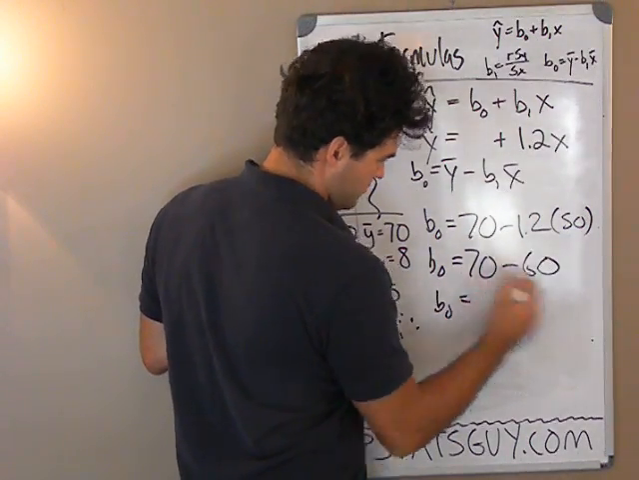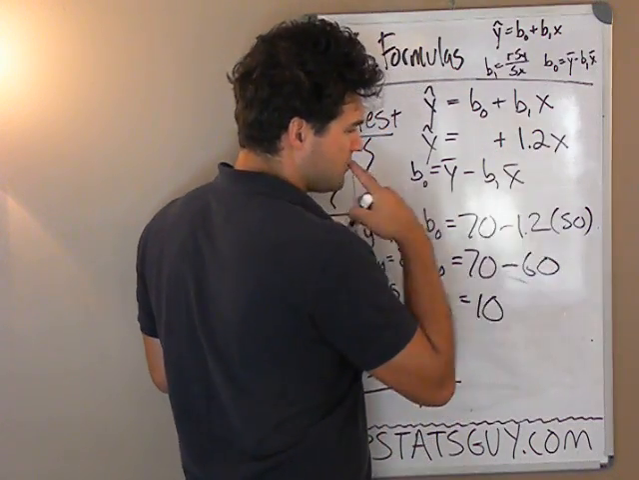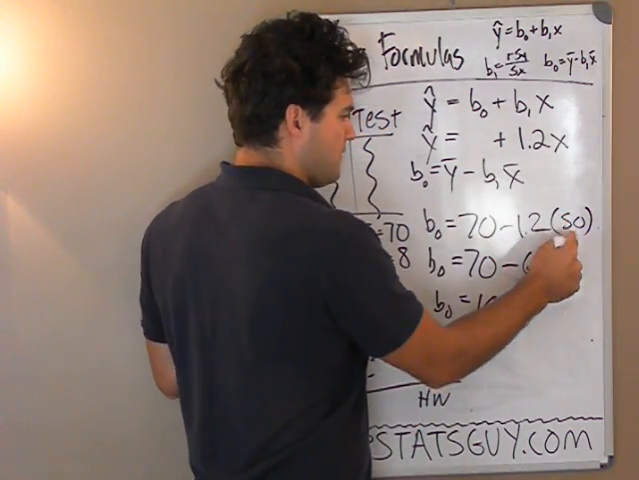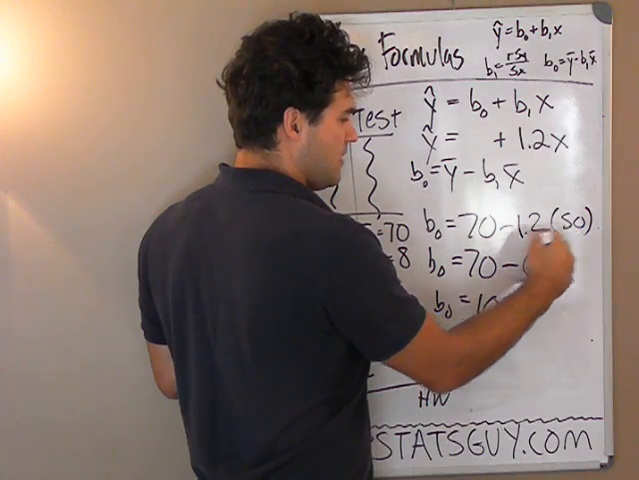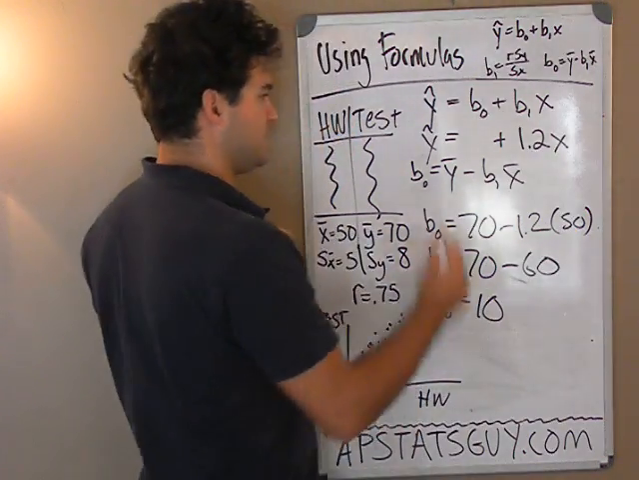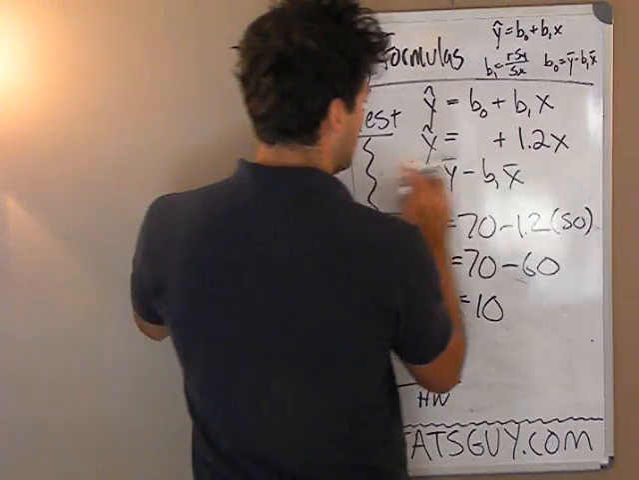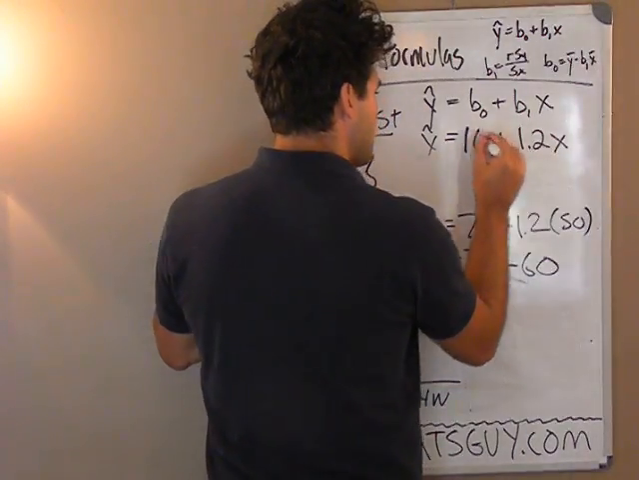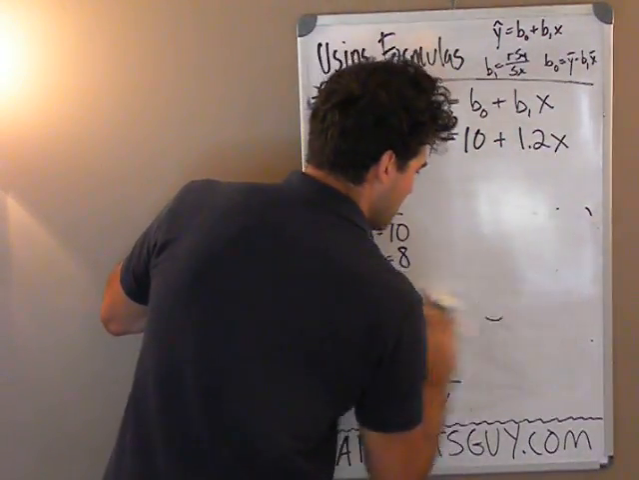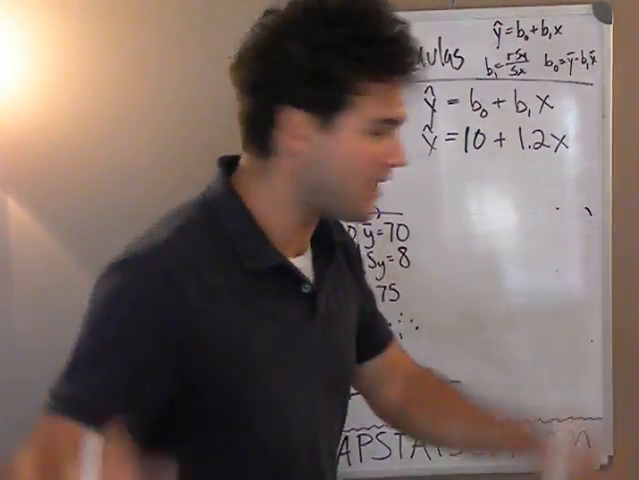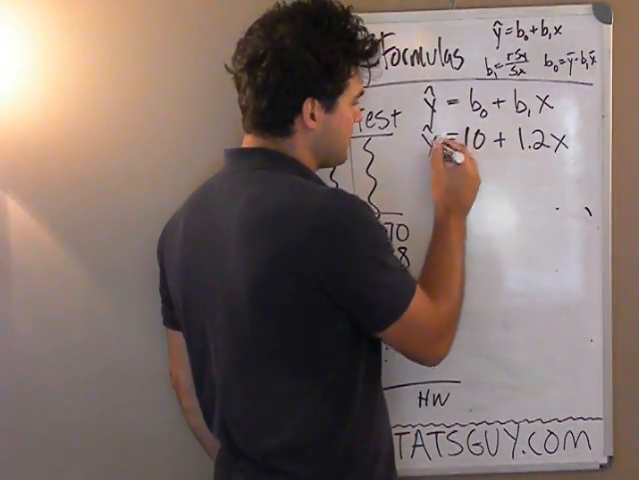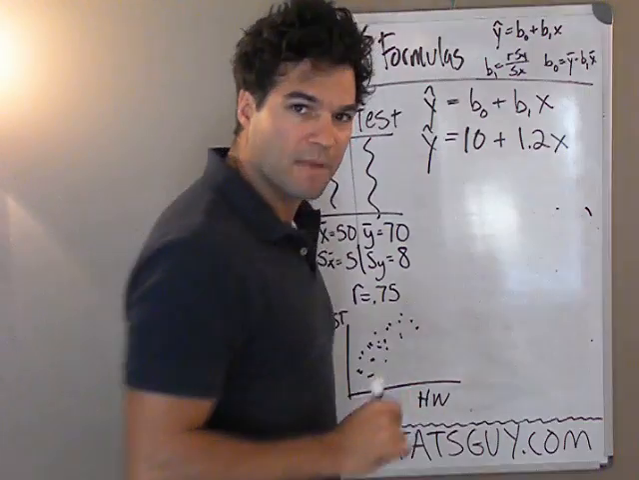B0 is 10. Let me double check. 1.250. Well, 150 is 50, 20% of 50 is 10, yes, 60. So my B0 is 10. Sweet. So let's put that in. 10. All right. Got my model. I've got my y-intercept, and I've got my slope.